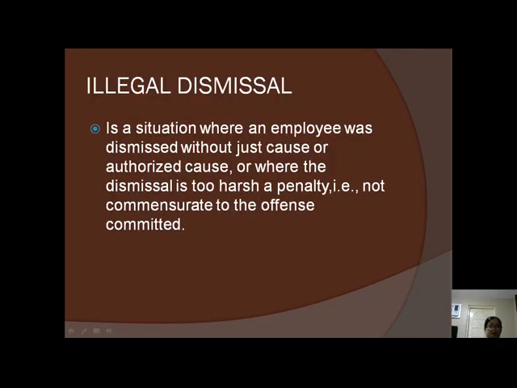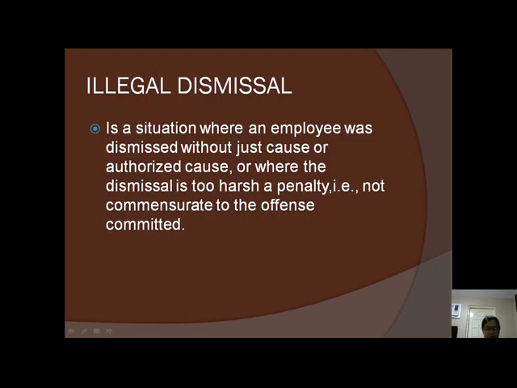What about illegal dismissal? It is a situation where an employee was dismissed without just cause or authorized cause, or where the dismissal is too harsh a penalty, such as not commensurate to the offense committed. Okay, so in other words, the employee was terminated for light offenses, for example, or not a valid cause, so that will be considered illegal dismissal.